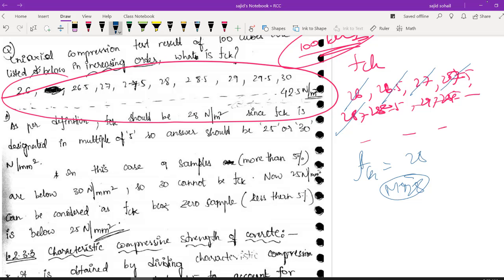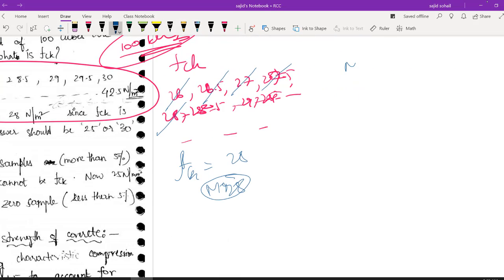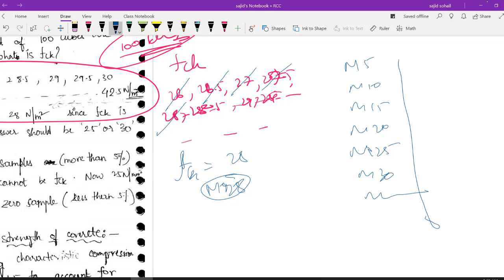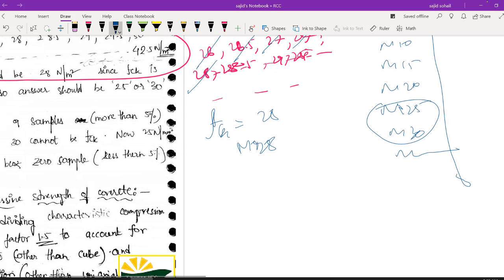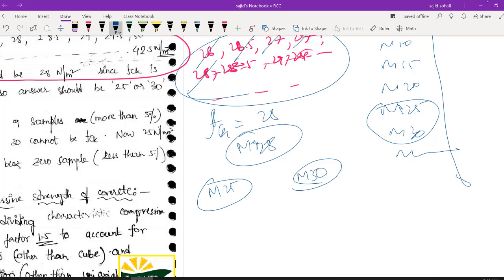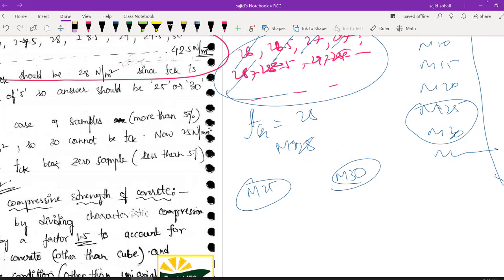But let me make it very clear. Whatever I have taught you so far, I have taught you M5, M10, M15, M20, M25, M30, M35 and so on. We never write M28. We always write it with 5. Okay, we will write with multiple of 5 only. So what should I write? Whenever I have M25, should I consider these concrete samples as M25 or M30? Now I am asking a very important question. You answer me. Which is it close to? It is close to M30.